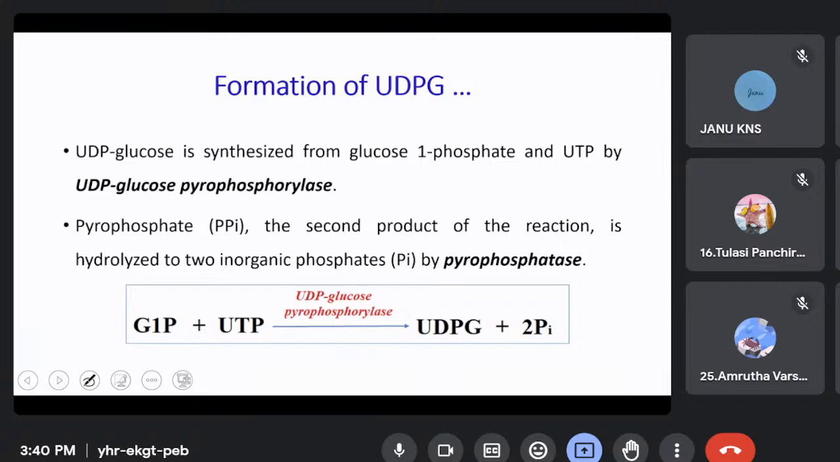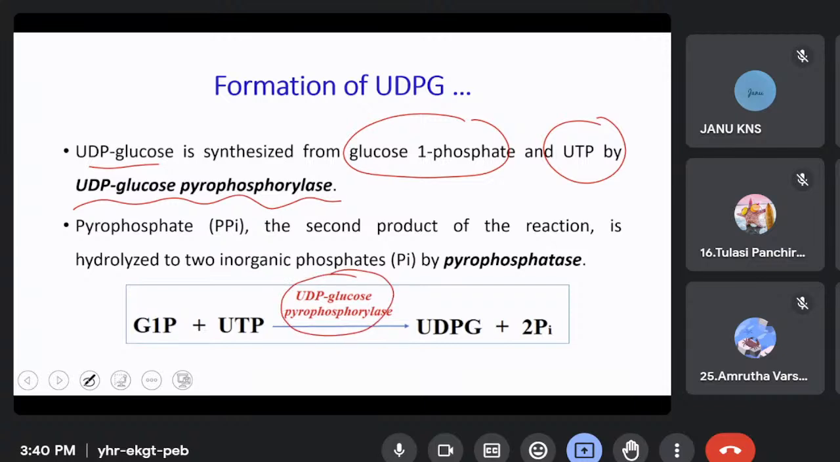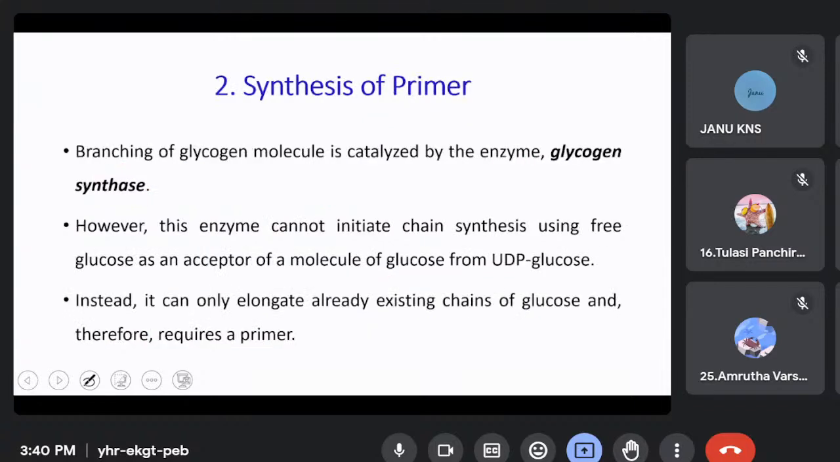So what catalyzes this? It is catalyzed by an enzyme called UDP glucose pyrophosphorylase. UDPG, in short, is synthesized from glucose 1-phosphate and UTP by the enzyme UDP glucose pyrophosphorylase. Okay, next. The second step in the synthesis of glycogen is synthesis of primer.